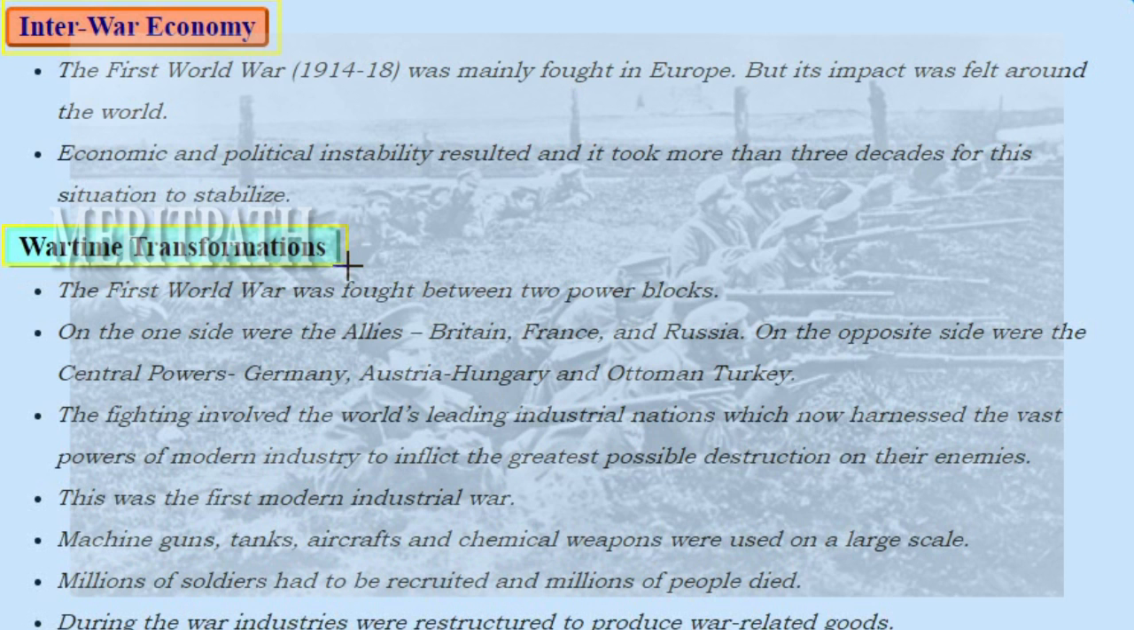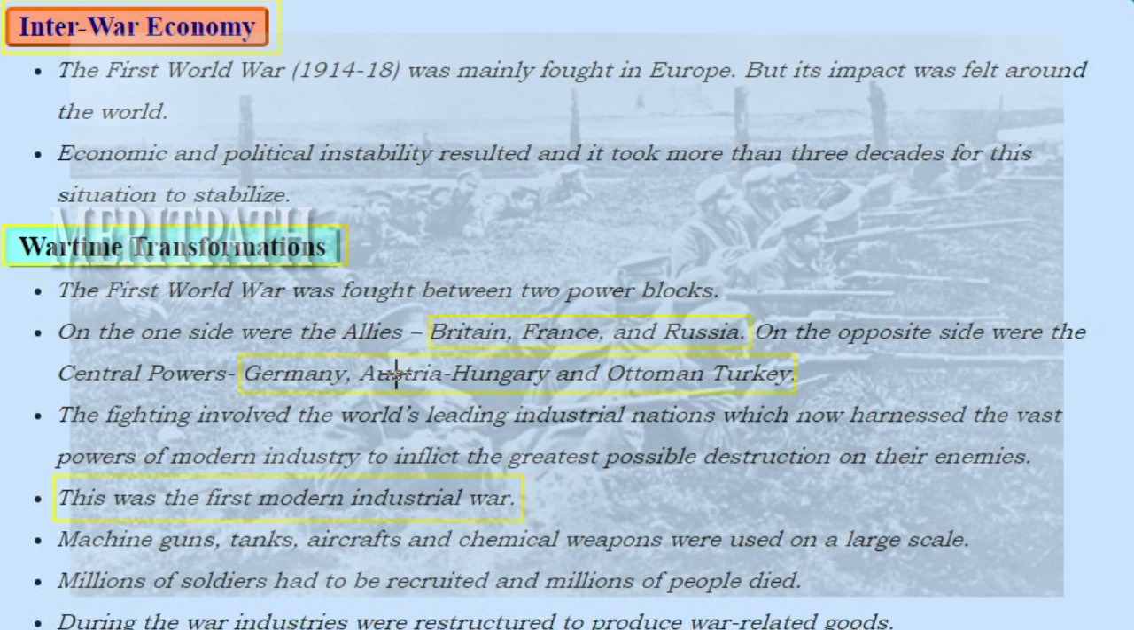Wartime transformations. The First World War was fought between two power blocs. On the one side were the Allies, Britain, France and Russia. On the opposite side were the Central Powers, Germany, Austria-Hungary and Ottoman Turkey. The fighting involved the world's leading industrial nations, which now harnessed the vast force of modern industry to inflict the greatest possible destruction on their enemies. This was the first modern industrial war. Machine guns, tanks, aircraft and chemical weapons were used on a large scale. Millions of soldiers had to be recruited and millions of people died.